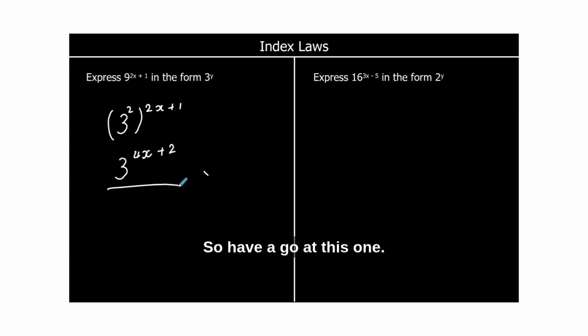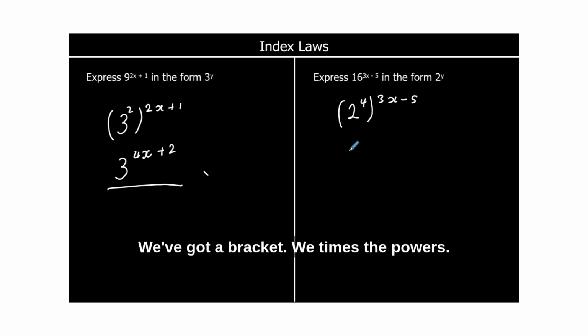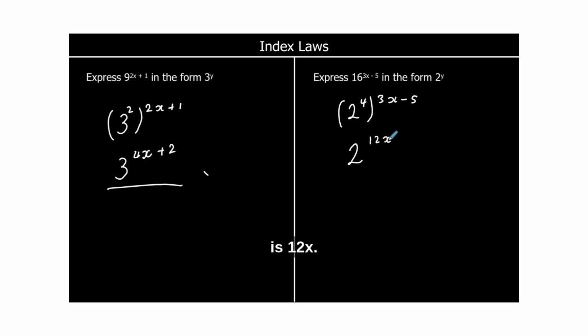Here's one for you to try. So have a go at this one. We're going to express 16 to the power of 3x minus 5 in the form 2 to the power of y. So we can change 16 into 2 to the power of 4. So it's 2 to the power of 4, to the power of 3x minus 5. Then we're just going to times these two powers together. When we've got a bracket, we times the powers. So it's going to be 2 to the power of 4 times 3x is 12x, and 4 times negative 5 is negative 20.